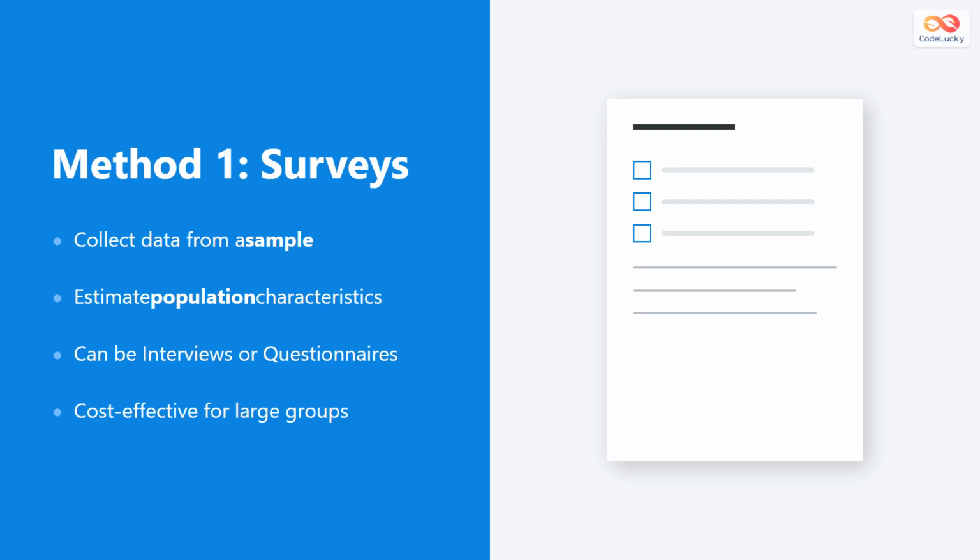Let's start with surveys. This method involves collecting data from a sample of people to estimate characteristics about a larger population. You see these all the time as questionnaires or interviews. Surveys are fantastic because they are cost-effective and can reach a lot of people quickly.